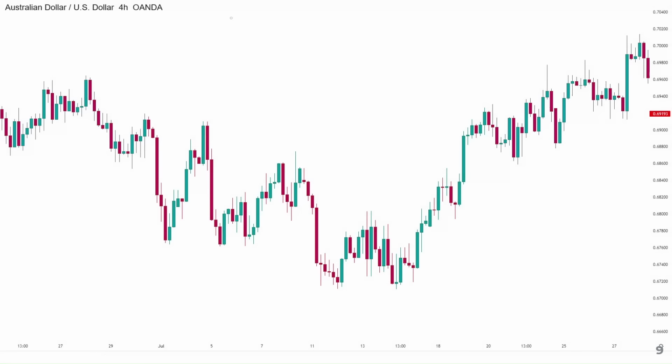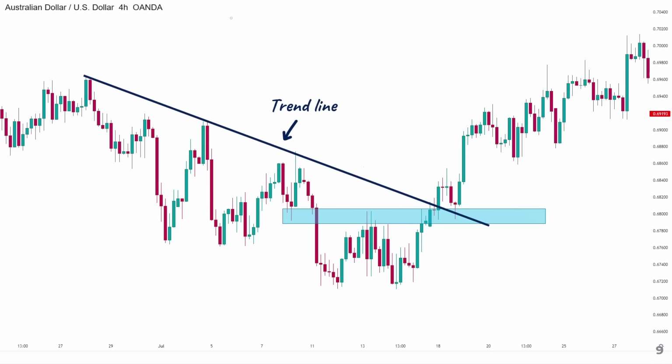Let's look at another example on Aussie dollar with the same concept. This trade has multiple conditions lining up. First, we have a major level of structure, so we expect the market to reject this price, also the back of a bearish trend line which can signal a possible trend change, and a long wick candlestick strongly rejecting this area.